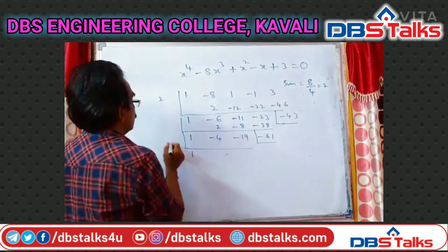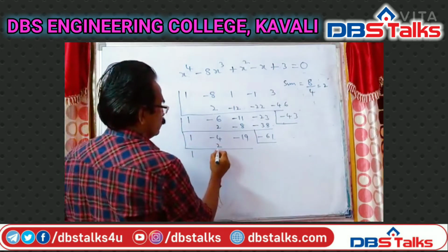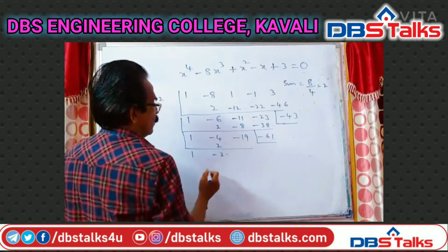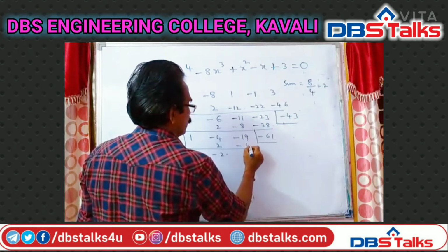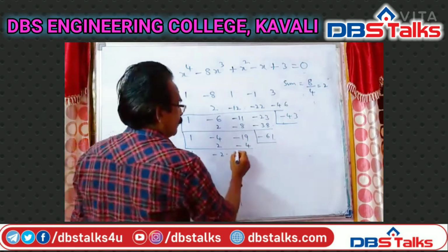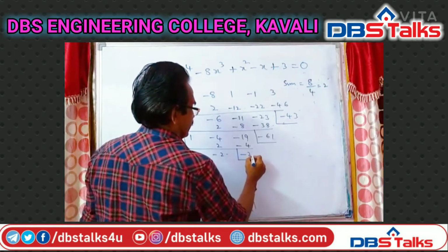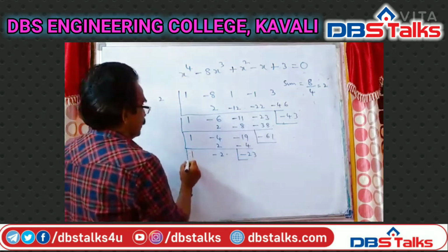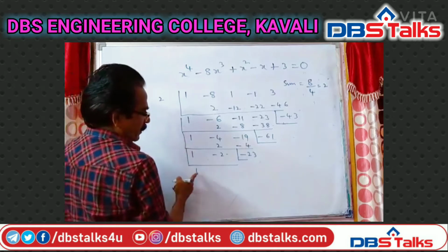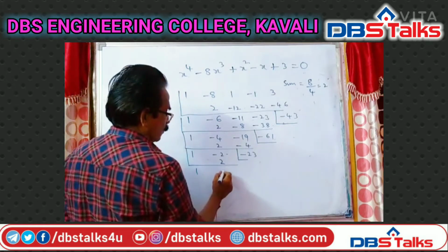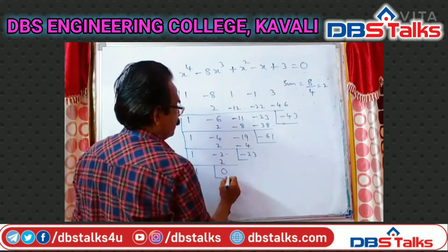Again 1, 2 into 1, 2, minus 2, 2 into minus 2, minus 4, minus 23. Again with 2, 2 into 1, 2, this becomes 0.